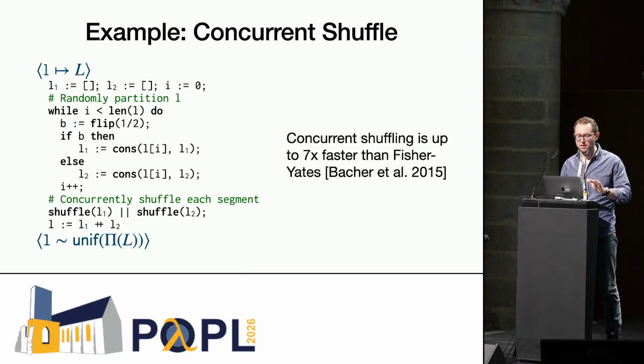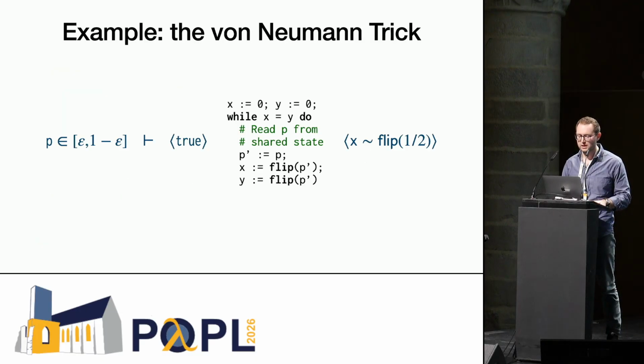The one thing I want to call out here is that the independence guarantee is crucial, because if we were only able to show that L1 and L2 were uniform permutations, but not independent uniform permutations, we would not be able to complete the proof. So the independence is really important.